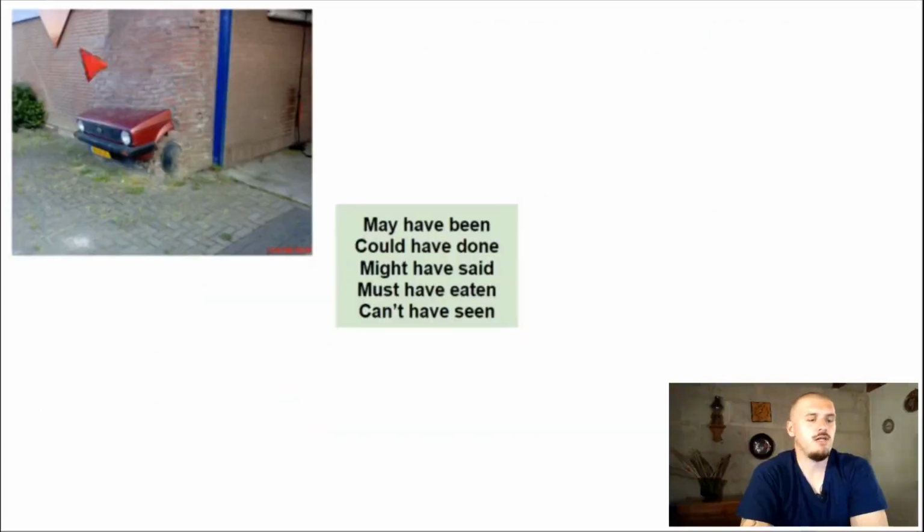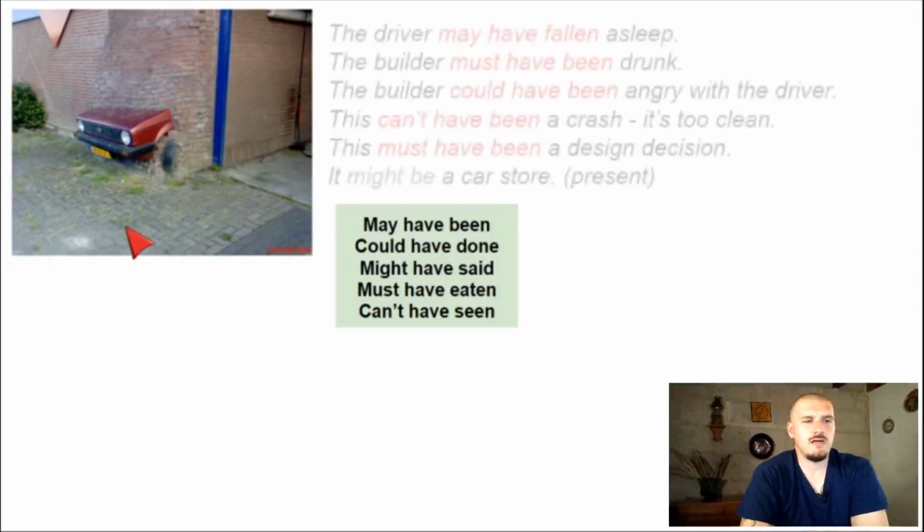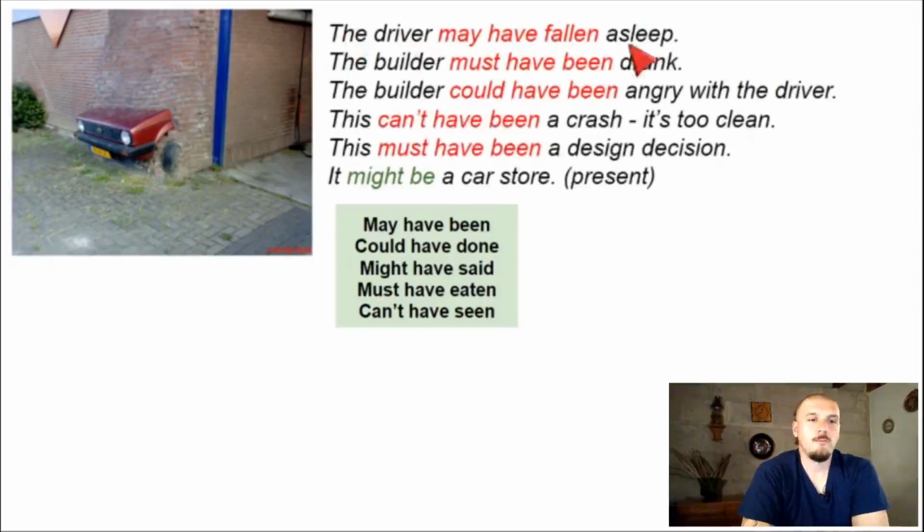So, for example, look at this picture. Miren esta foto. Here's some examples. The driver may have fallen asleep. El chofer pudo haberse dormido. The driver may have fallen asleep. The builder, el constructor, el que hizo el muro, debe haber estado borracho. The builder must have been drunk. Estoy seguro. Debe haber estado borracho.